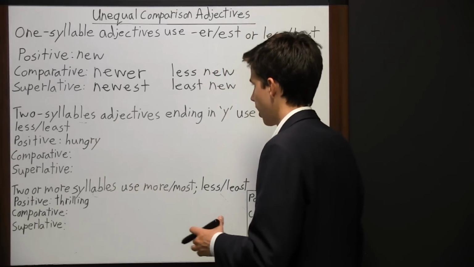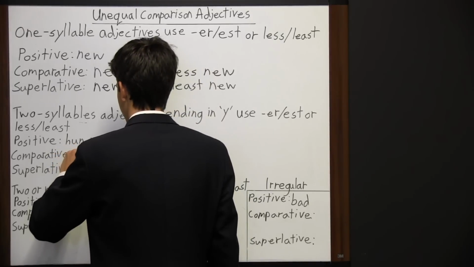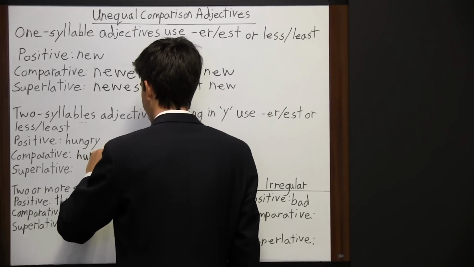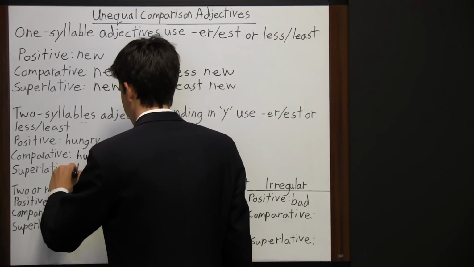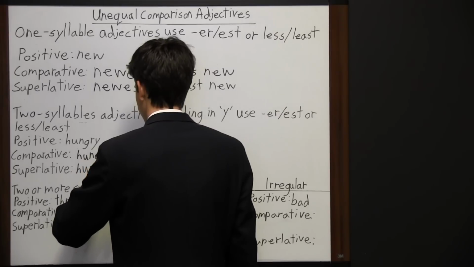So say you have the word hungry, you're going to drop the y and change it to I and add er. So change the y to I and add er, so you get hungrier. It's similar with the superlative form. You change the y to I and add est, so you have hungriest.